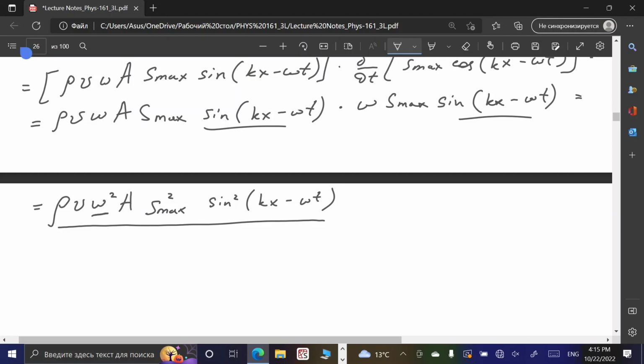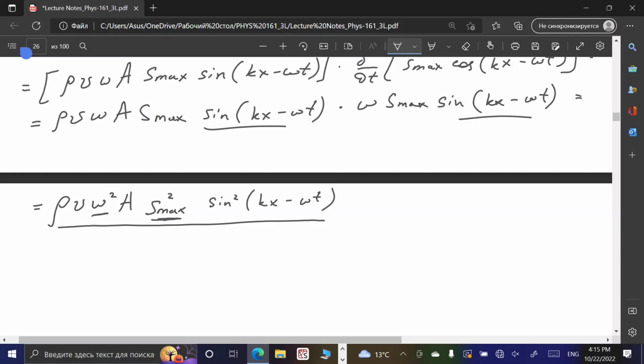And you see here that we also have frequency and displacement in second power, which correlates with our previous derivations for the wave traveling along a string. We also had this power transported by the wave proportional to frequency and displacement in second power.